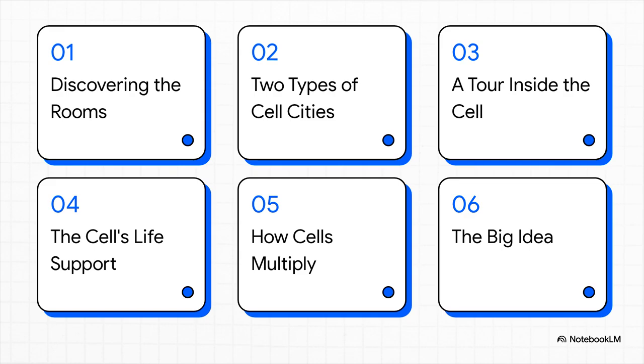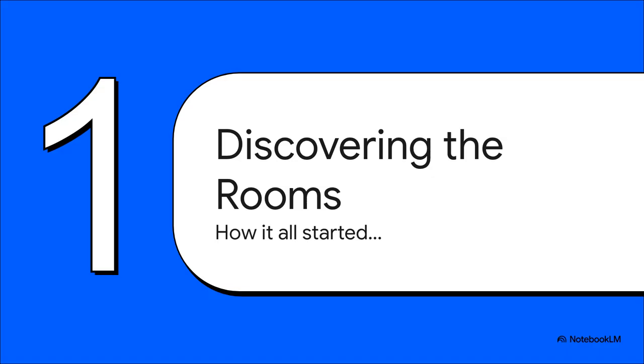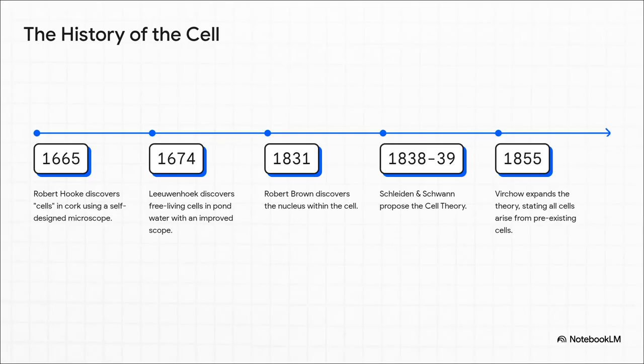Let's start. Right, so where did this whole idea of a cell even begin? You know, it's a fascinating story that started a long, long time ago, all thanks to one amazing invention, the microscope. It all started way back in 1665 with a scientist named Robert Hooke. He took a thin slice of cork, looked at it under a very basic microscope, and saw these tiny box-like things.